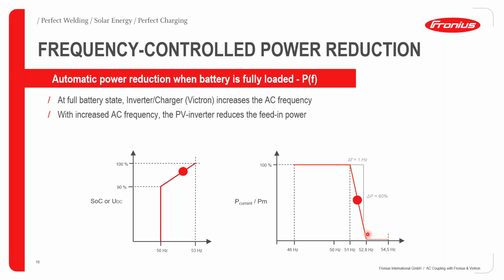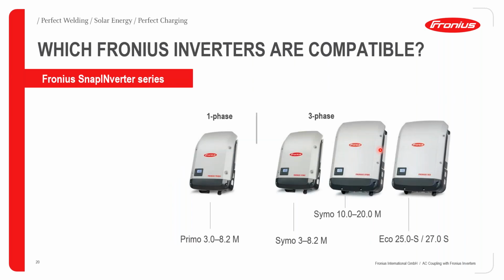At 52.8 hertz, the production is almost zero, and as the frequency increases towards 54 hertz, it means that there is no load consumption and the batteries are full, so the Fronius inverter will produce almost 0 watts in this case. Therefore, in this interaction between a Fronius inverter and a battery inverter, the VICTRON in this case, it is very important that there is compatibility between the operational frequency of the battery inverter and the response from the Fronius inverter for power reduction.